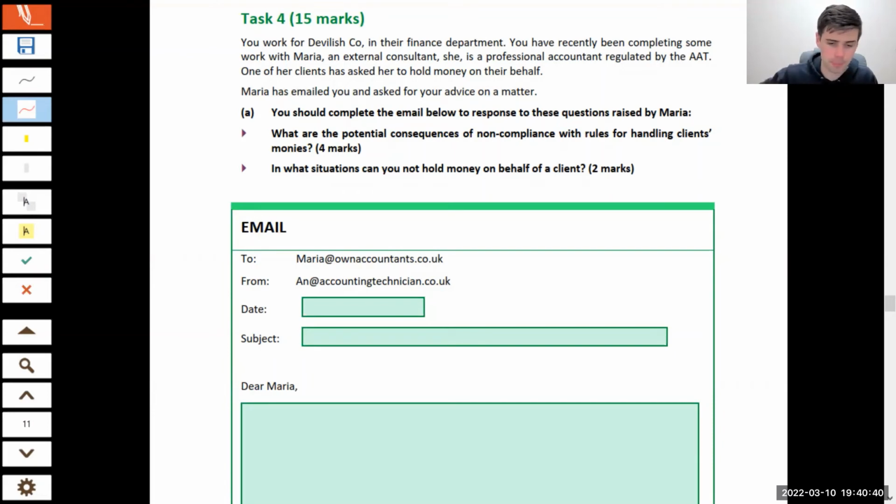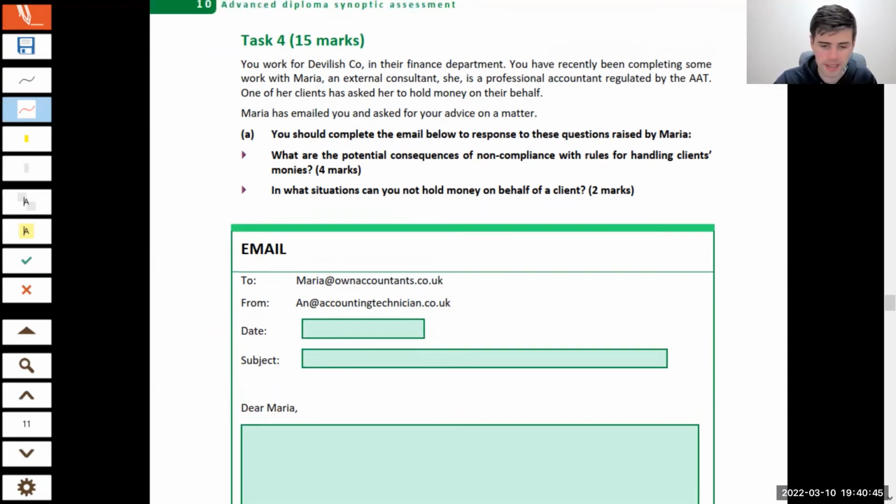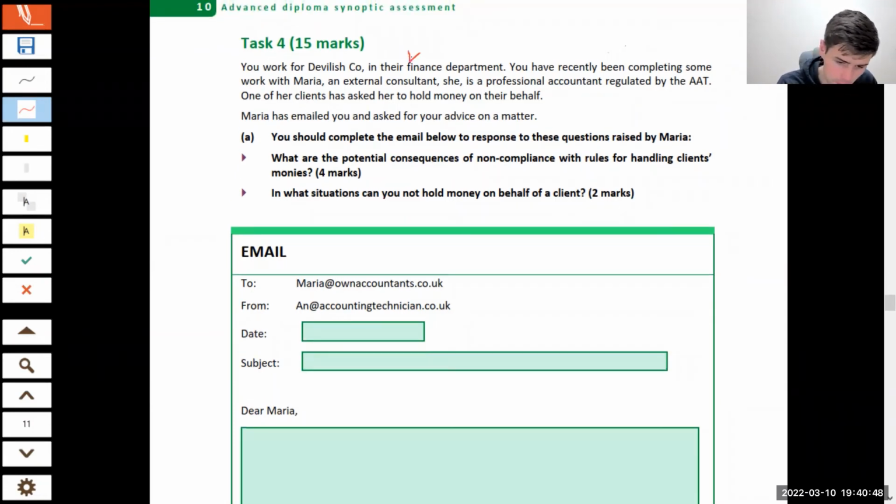So let's have a look. We're saying that we work for Devilish & Co. in their finance department. Now, again, can you see how very quickly, before we even go any further, as I mentioned, we're given a role. So again, you're doing a bit of role play, essentially. You've recently been completing some work with Maria, an external consultant. She's a professional accountant regulated by the AAT. One of her clients has asked her to hold money on their behalf. Again, we have a role. We have an event. Something's happened, hasn't it? Somebody's asked Maria to hold on to money. She then asks you for advice on the matter.